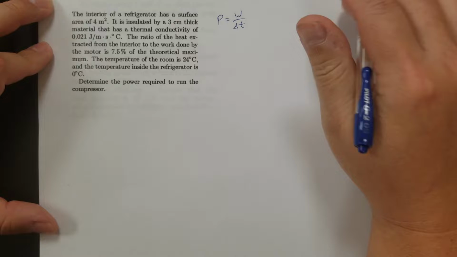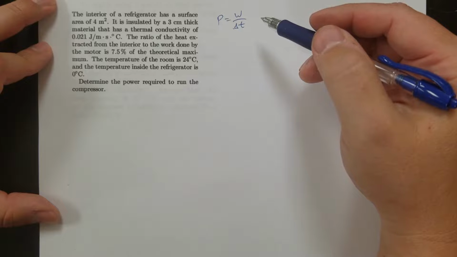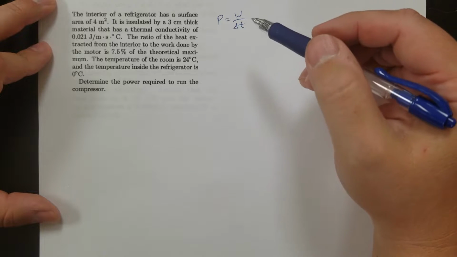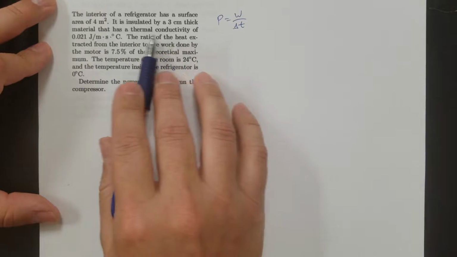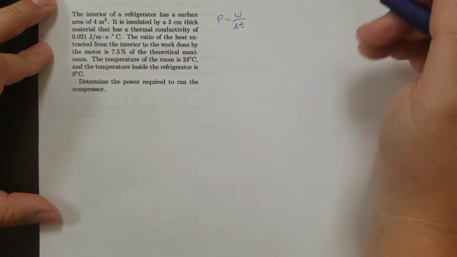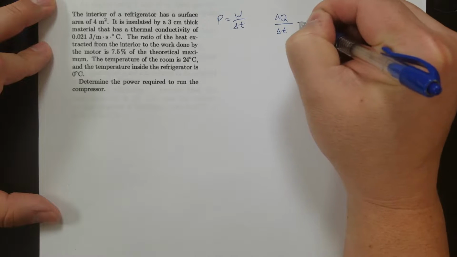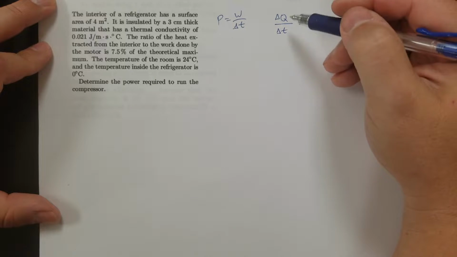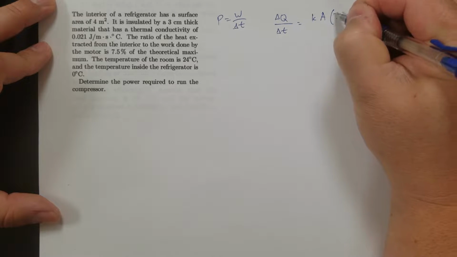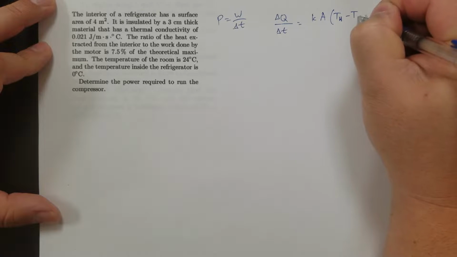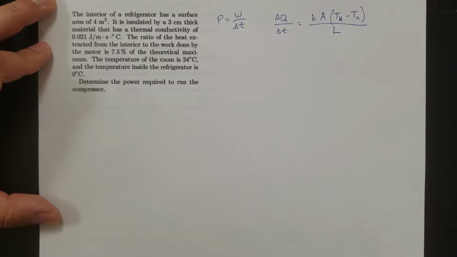Okay, so how am I going to get power? Power is work over time, so I need some way to relate work and all this other stuff. Heat transfer, because this has to do with insulation, it gives you thermal conductivity, right? I know that delta Q over delta T, the rate that heat is transferred into or out of something, is equal to the conductivity times the area times the temperature difference, so hot minus cold, divided by the thickness.